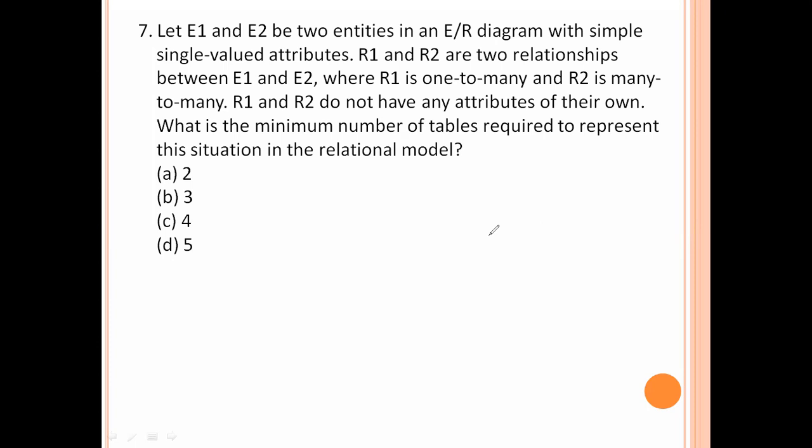Here we see how many tables we need. Now here E1 and E2 are two entities, R1 and R2 are two relationships, where R1 is one to many and R2 is many to many, and they do not have any attributes of their own. For the minimum number of tables required, E1, E2, R2, at least here we need three tables. Option number B is the right answer. One entity table, two relation tables. Totally we need three tables.